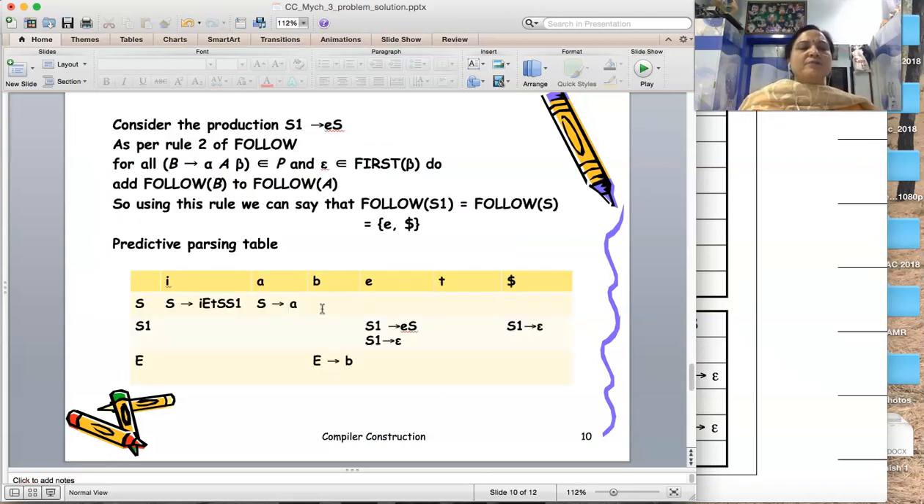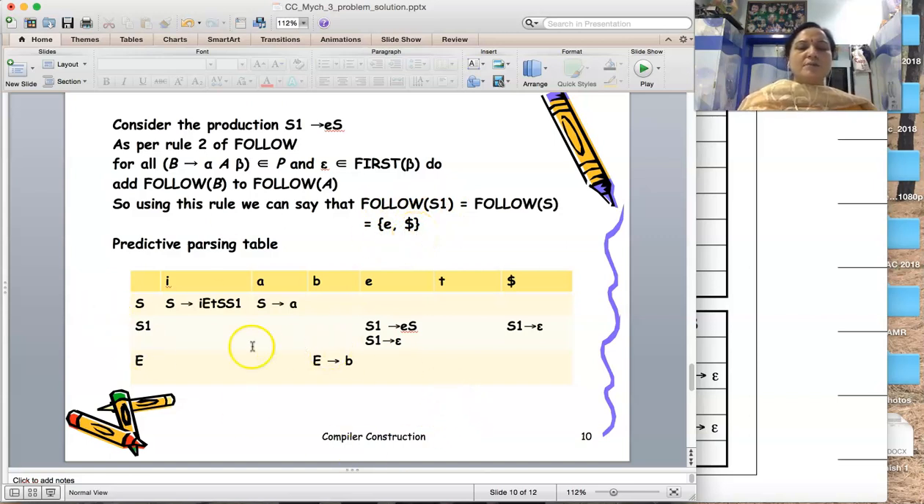Now consider the next production, S1 tends to eS. As per rule 2 of follow, follow of S1 equals follow of S. Follow of S we have already computed, e comma dollar. So follow of S1 is e comma dollar.